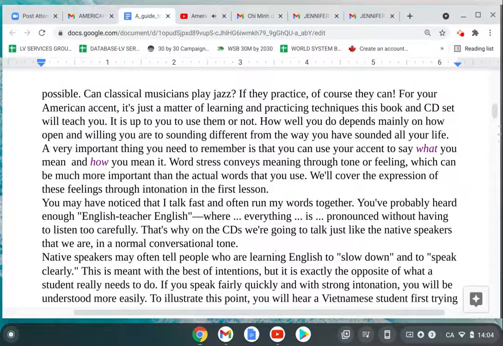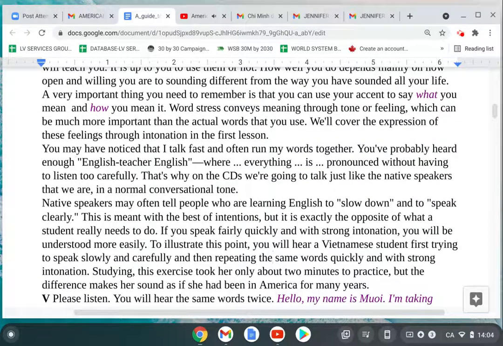This is meant with the best of intentions, but it's exactly the opposite of what a student really needs to do. If you speak fairly quickly and with strong intonation, you'll be understood more easily. To illustrate this point, you'll hear a Vietnamese student first trying to speak slowly and carefully, and then repeating the same words quickly and with strong intonation. This exercise took her only about 2 minutes to practice, but the difference makes her sound as if she'd been in America for many years.